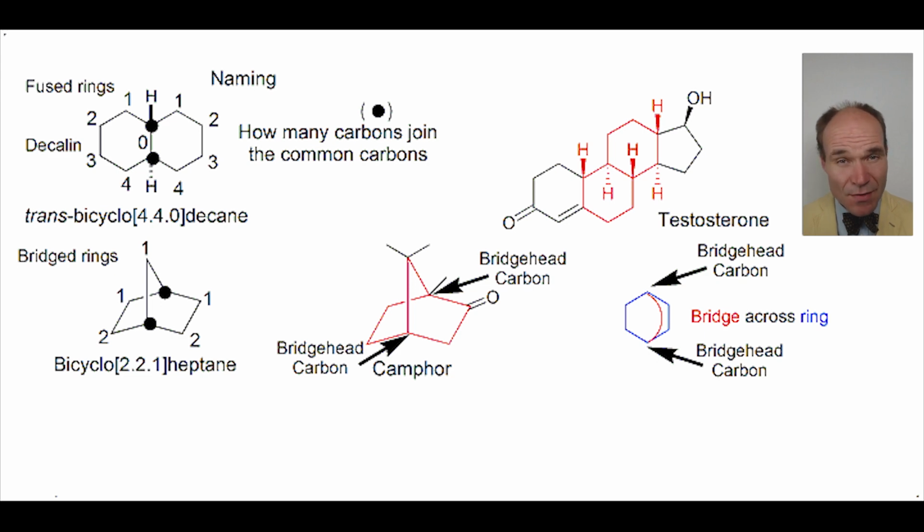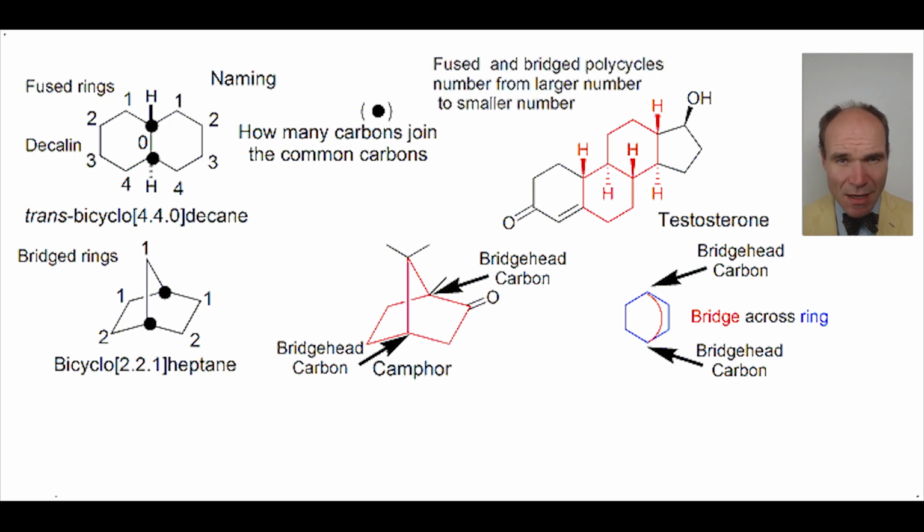So both fused and bridged rings are described as bicyclo. We number the paths from the largest to the smallest number of carbons in that path. So that's to say here 4.4.0 and not 0.4.4, and 2.2.1, not 1.2.2.